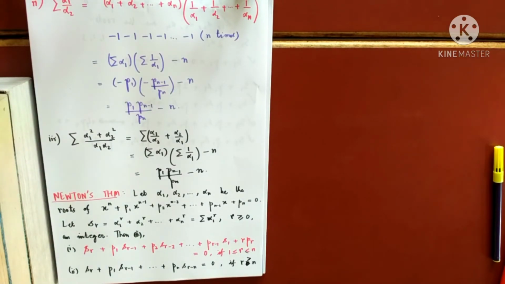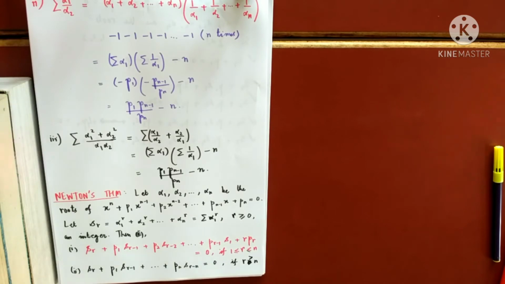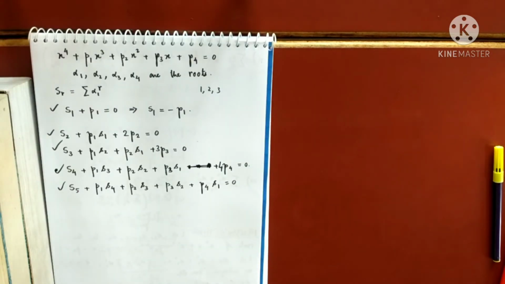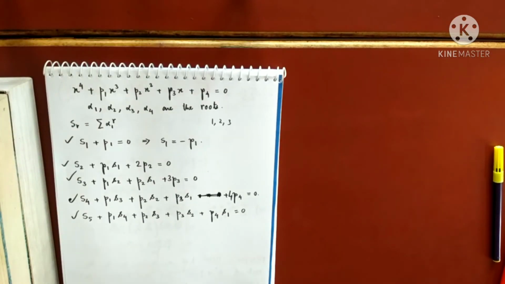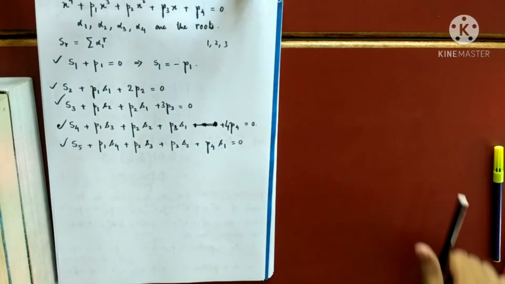Okay, so this is Newton's theorem. For R equal to the degree of the equation, this is true, and for more than n, this is true. So using Newton's theorem, successively we can find S1, S2, S3, S4, S5, S6 and so on. So let me take a question.